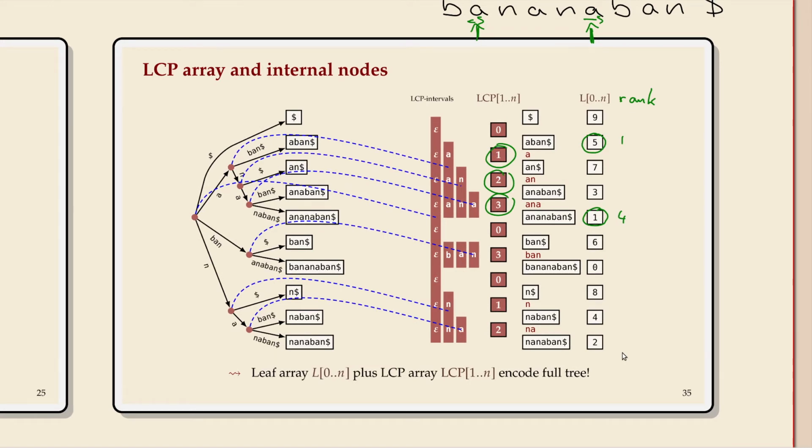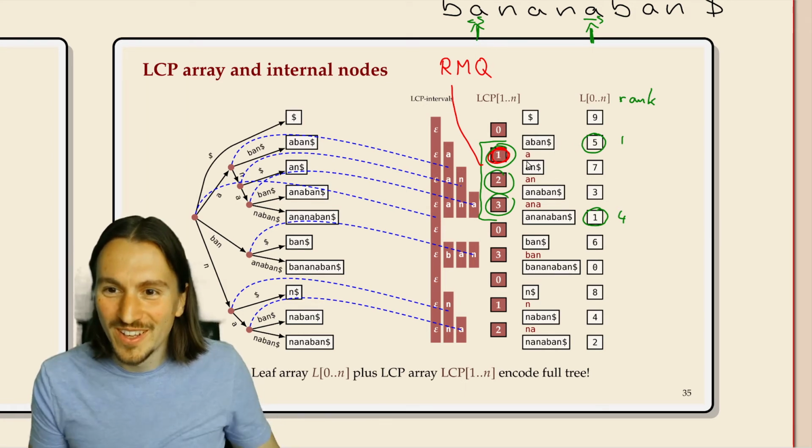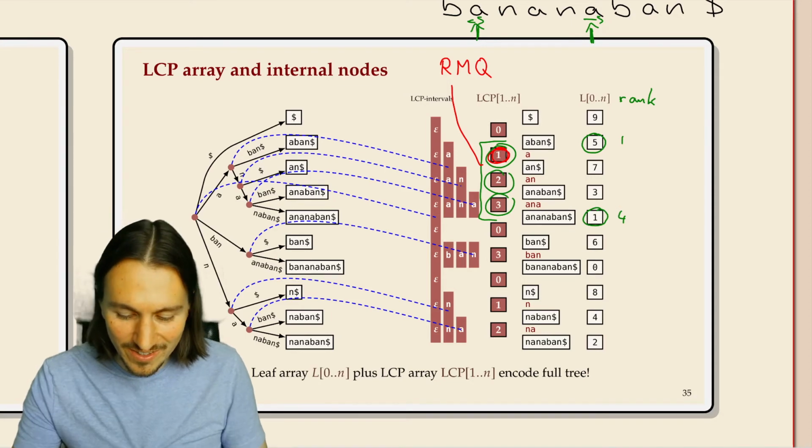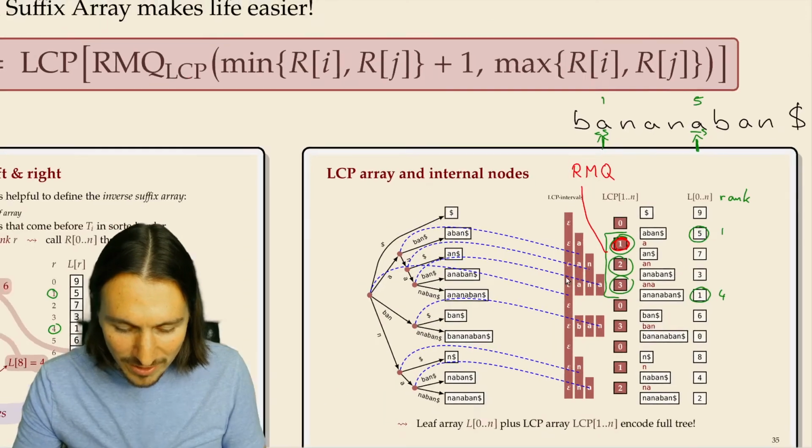Okay. And now the cool thing is I take this range and find the range minimum query in that range, the smallest value in that range, which is 1. And 1 is also the answer. We have 1 character overlap between these two things. So this is the connection that's spelled out here in big.